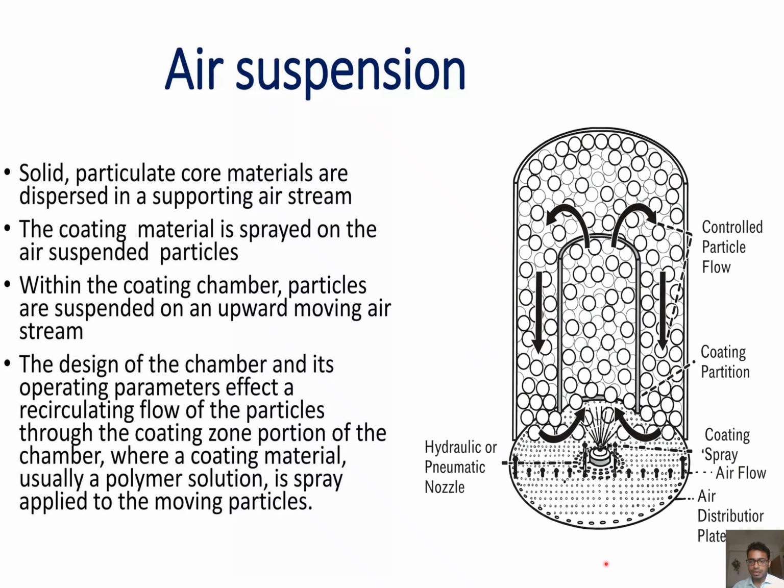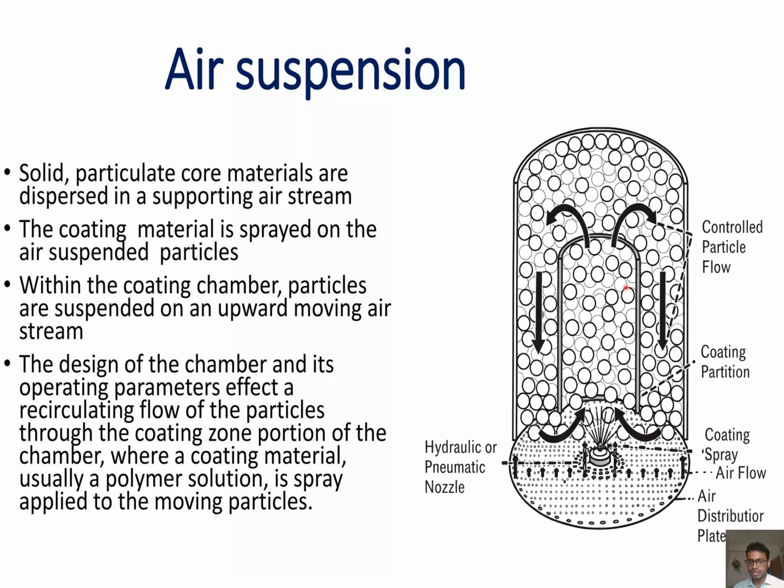Here you can see the air distribution plate from where air would be provided, because the core would be suspended here. This is a vacuum place. Then the hydraulic or pneumatic nozzle. This nozzle will provide some spray, you need to provide polymer. Then coating spray, this will provide your core material. Then airflow, the coating partition.